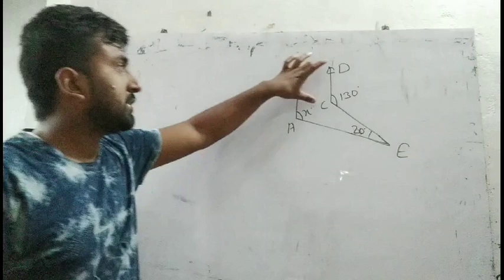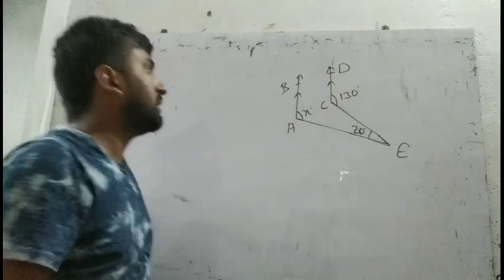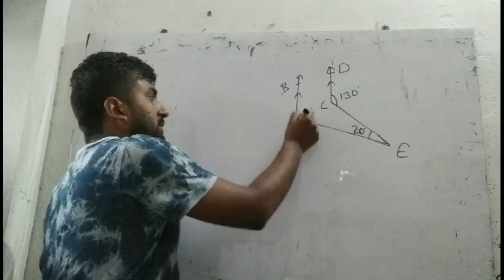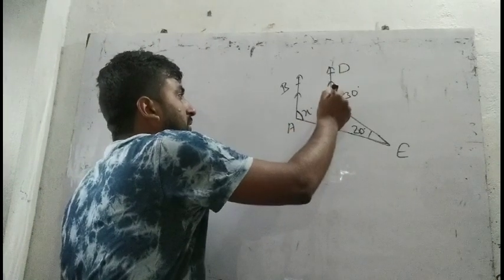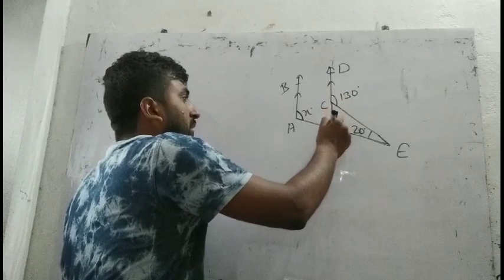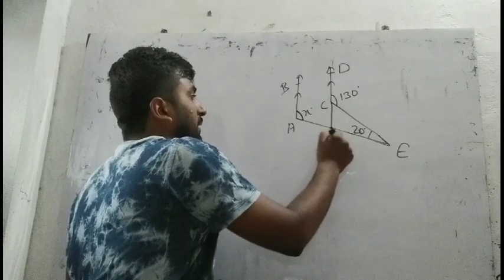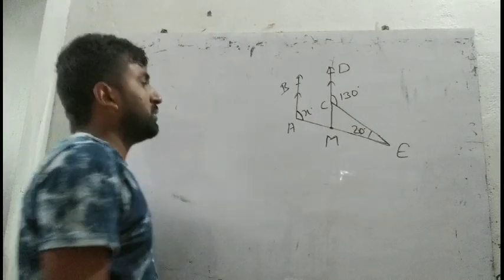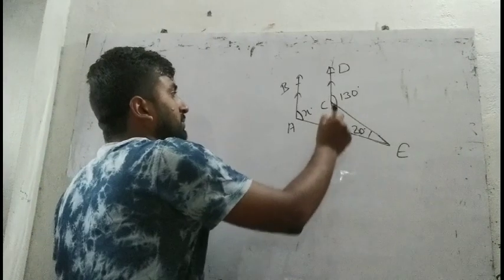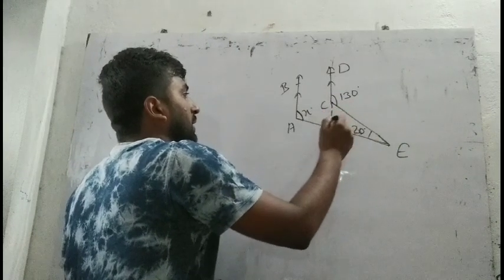AB is parallel to CD. You have to find the value of x. For this, we produce CD, and it intersects AE at, suppose, this point M. So we all know that it forms a triangle MCE.